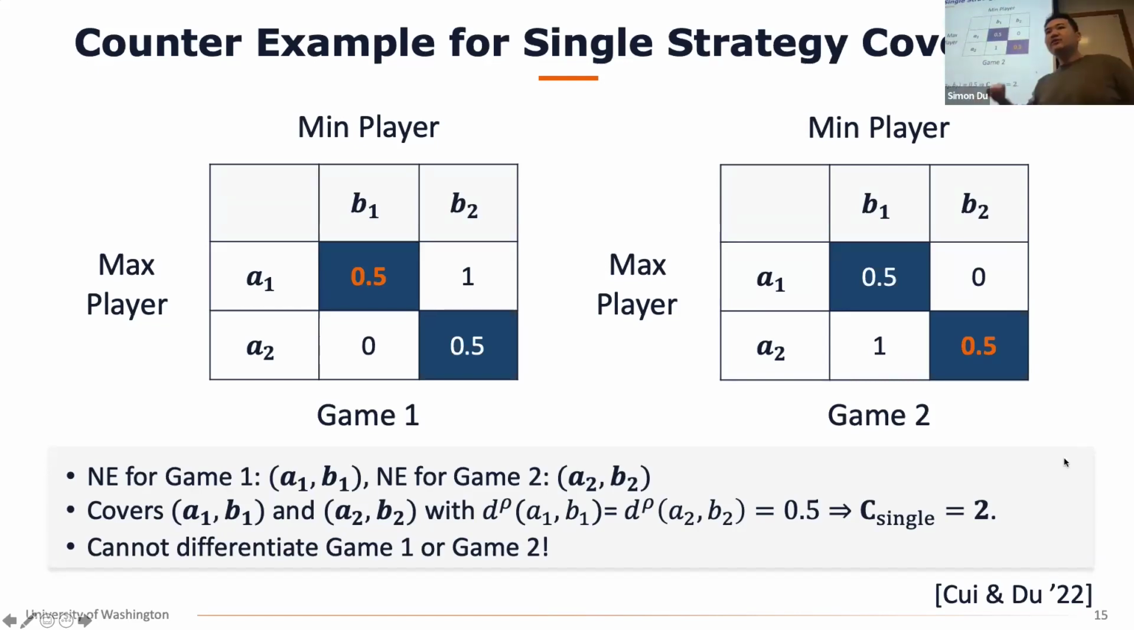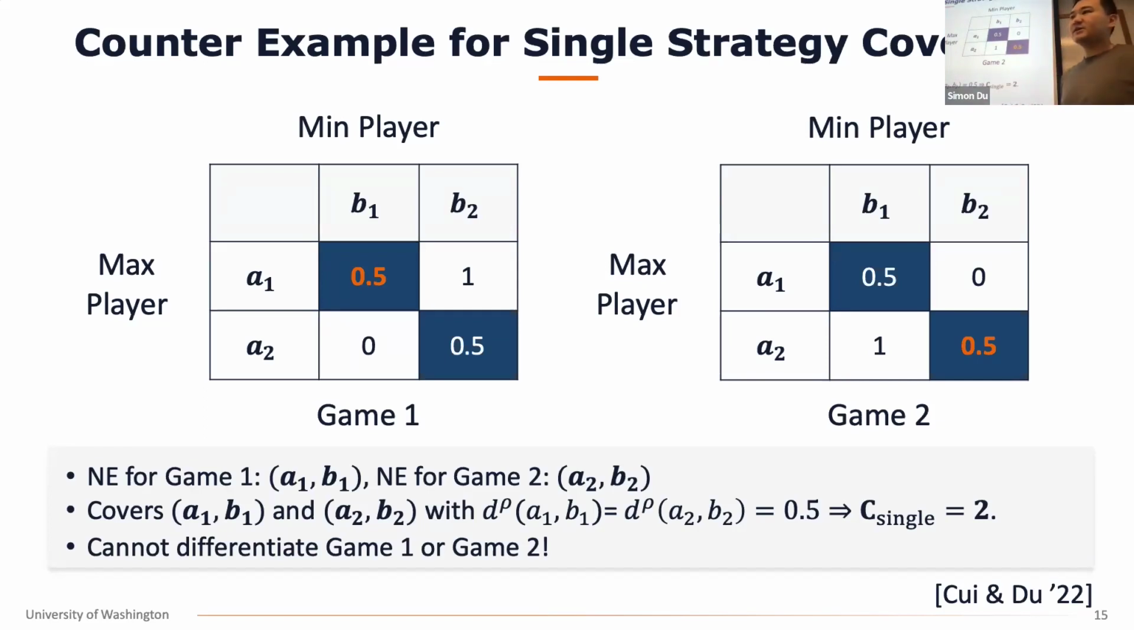However, the problem is that if you are given such a data set, you do not know whether you are in game 1 or in game 2, because all you know is that for A1, B1 and A2, B2, their reward is 0.5. So in this case, you cannot differentiate game 1 and game 2, so you cannot output the Nash equilibrium. You don't know whether A1, B1 is a Nash equilibrium or A2, B2 is a Nash equilibrium.